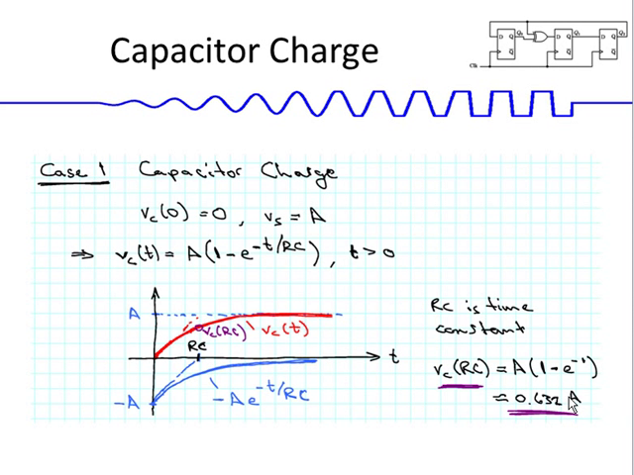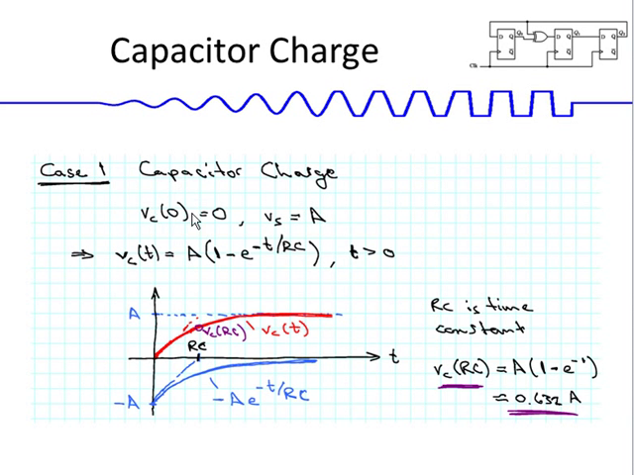Okay, let's look at two cases here, capacitor charge and then later capacitor discharge. If you want to charge the capacitor, then we assume, for simplicity here, that the initial voltage across the capacitor is 0, and the DC voltage source has a value of A. Plugging this into the solution of the differential equation, we find Vc of t is equal to A times 1 minus e to the minus t over RC for times greater than 0.